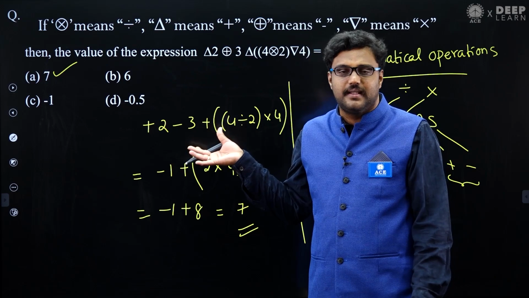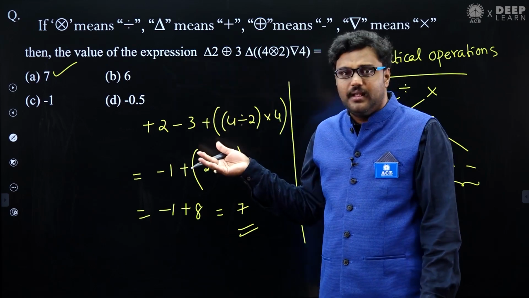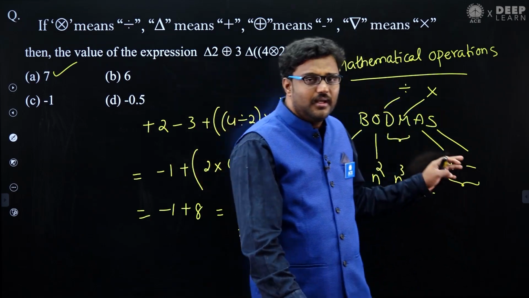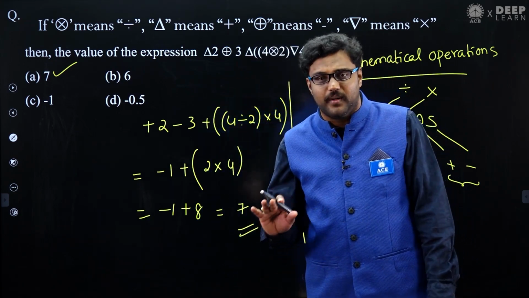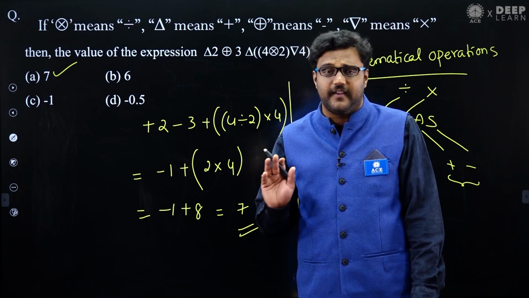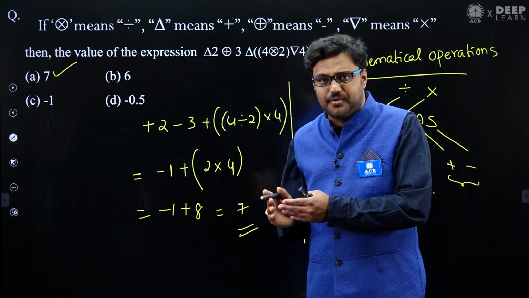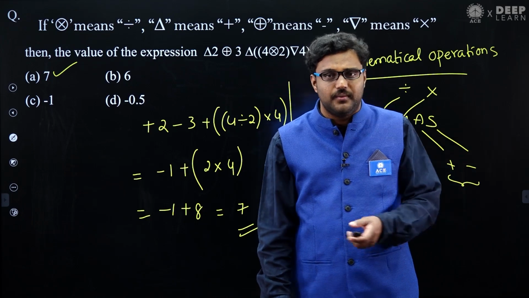So just try to change the symbols as per the instructions given. Then use BODMAS rule to simplify that. Got it? By default, you should apply BODMAS rule. There is no need to specify. Whenever you have multiple operations to perform, you should apply this BODMAS rule.